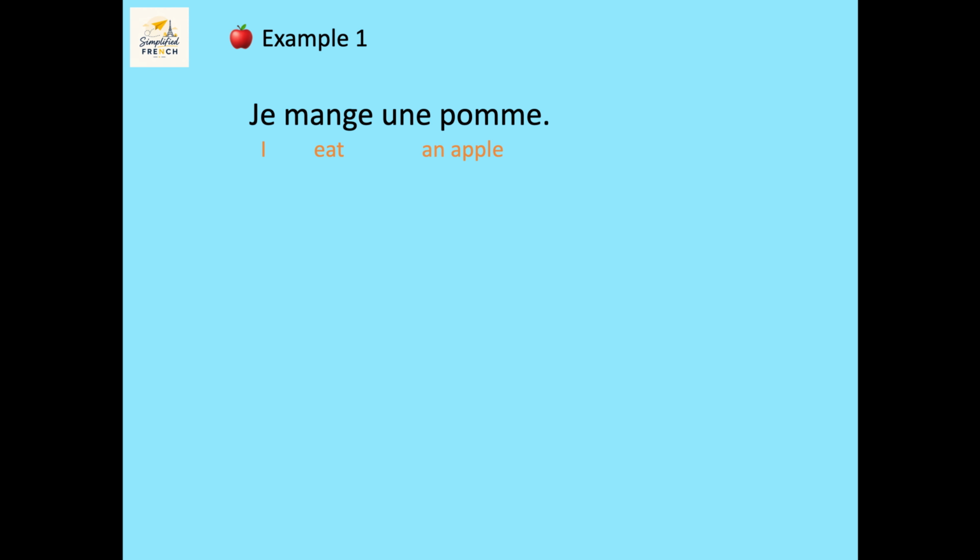So I is the subject, which is the doer of the action. Mange is eating, which is an action. That's a verb. Une pomme is the object. That is the receiver of the action. Je mange une pomme. Subject, verb, and the object.